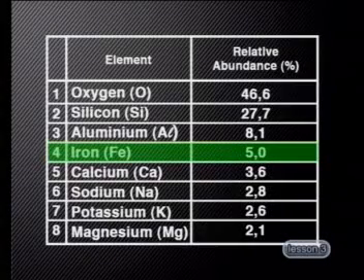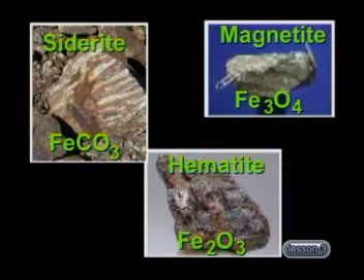As you can see from this list, iron is the fourth most abundant element of the lithosphere. One of the characteristics of iron is that the pure metal reacts quickly with other elements, especially oxygen. We find iron as a variety of different compounds in rock. The most common iron compounds are hematite, which is Fe2O3, magnetite, which is Fe3O4, and siderite, which is FeCO3.